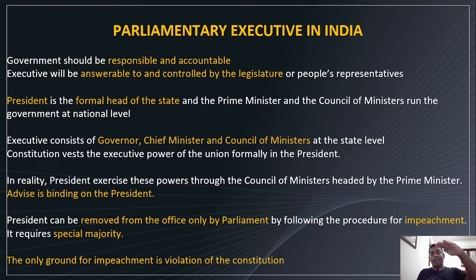The president is placed at the top of the hierarchy, then the prime minister, then the council of ministers. Actually, in India, the president is the formal head of the state, but the government's day-to-day activities are run by the prime minister and council of ministers. The executive consists of the governor, chief minister, and council of ministers at the state level. Just like at the center, you can see president, prime minister, and council of ministers. Here in the state, it is governor, then chief minister, then council of ministers.